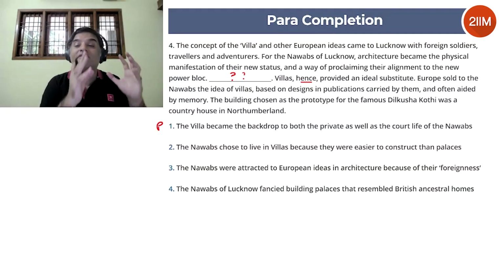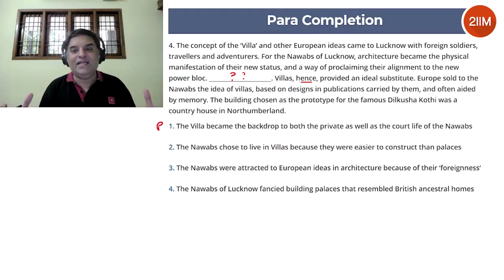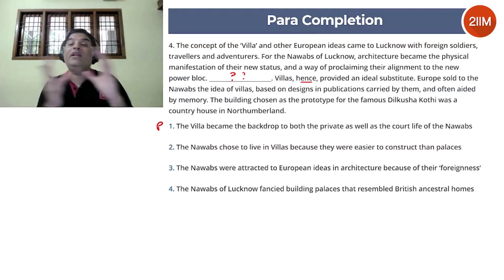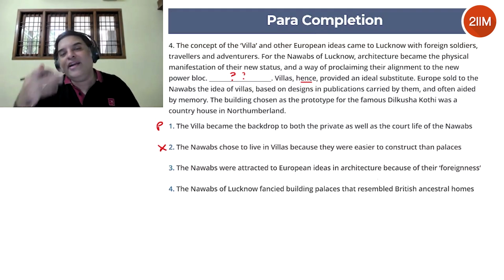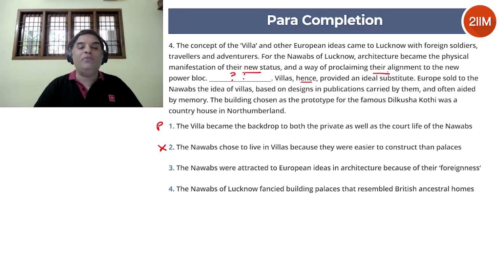So that's why they were drawn to villas. They were choosing it for two reasons. One, they wanted something to represent their status, and also their way of proclaiming their alignment to the new power block. Ease of construction was not a reason at all. So this is out of scope, we'll eliminate. The Nawabs were attracted to European ideas in architecture because of their foreignness. This is also not connected to the discussion. They were attracted, that has already been given to you. They were attracted because of the representation of status and the alignment to the new power block. So this is also out of scope, we'll eliminate it.